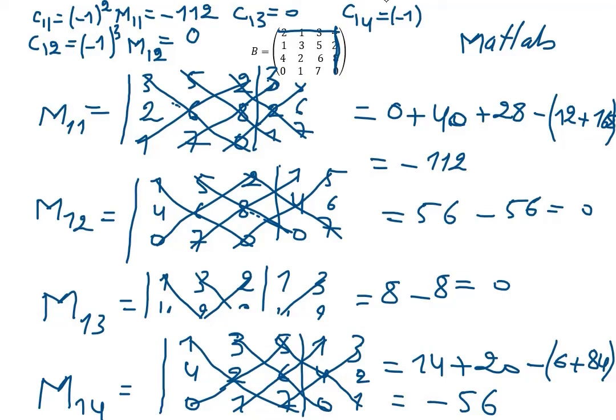and C14 here is equal to minus 1 power 1 plus 4 is 5, times m14. This will be equal to minus 1 to the power 5 is minus 1, and m14 is minus 56, so it will be minus 1 times minus 56, which is plus 56. We will get 56. So I will leave this space here because I will need it to compute the determinant.